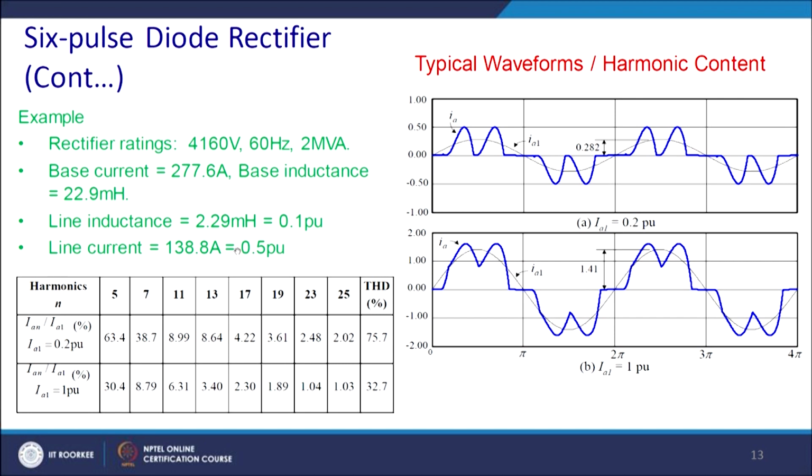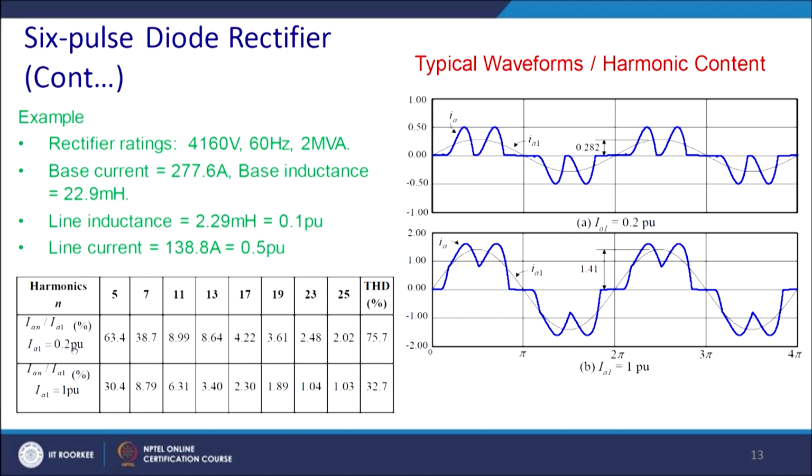So, we can find what the harmonic content is. The blue one is essentially the load input current feeding the diode based rectifier feeding the RC circuit, and this black current is the fundamental one. This is the second case where the per unit value is 0.2, and this is the second case where the per unit value is 1. Where the current rating is 1, these things become continuous, and this is almost discontinuous.